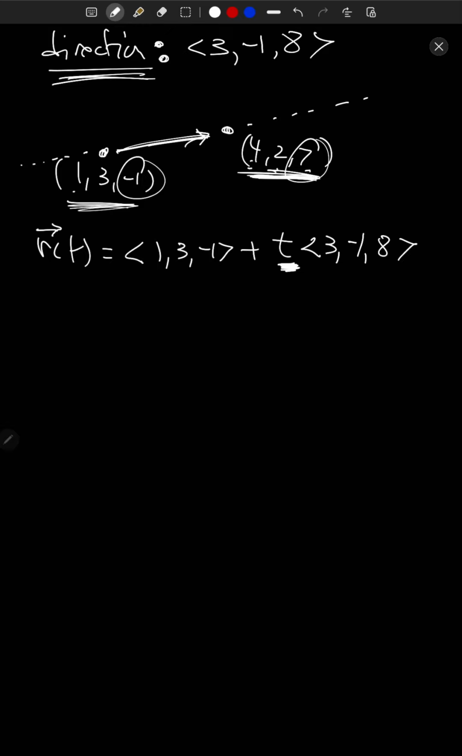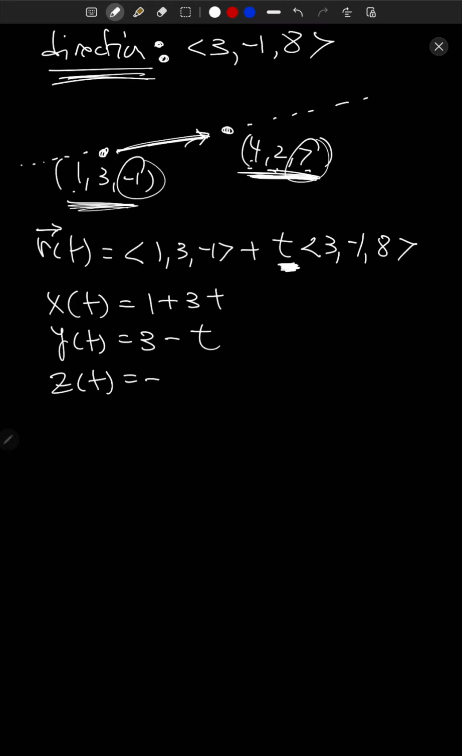All right. And in terms of my parametric equations, x of t is equal to 1 plus 3t. y of t is equal to 3 minus t. And z of t is equal to minus 1 plus 8t. So those are my two descriptions of the same line, all right?